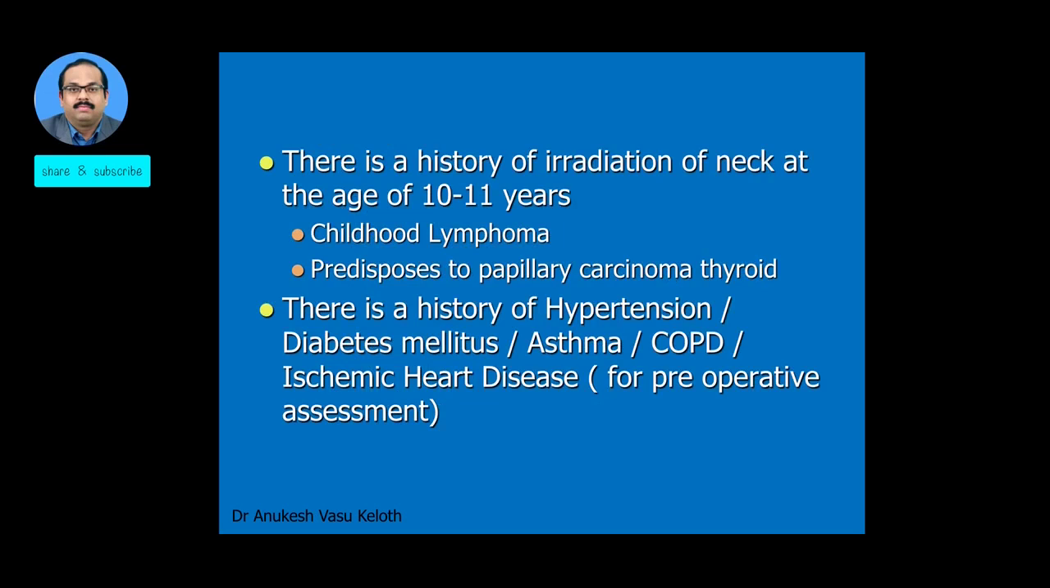Now, next is the regular history which you ask for as part of preoperative assessment. Is there a history of hypertension or diabetes mellitus, asthma, COPD, that is chronic obstructive pulmonary disease, or ischemic heart disease? That is a routine we ask just to know what all medicines are likely to be taken by the patient in view of the history.